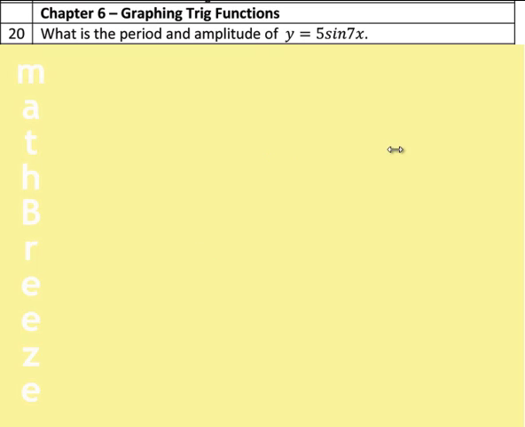In number 20, we're asked what the period and amplitude of y equals 5 sine 7x is. So the amplitude is given by the number in front. So we have our amplitude is 5. And the period is whatever number is multiplying x, in this case 7, and that would be 2 pi divided by that number, 2 pi divided by 7.